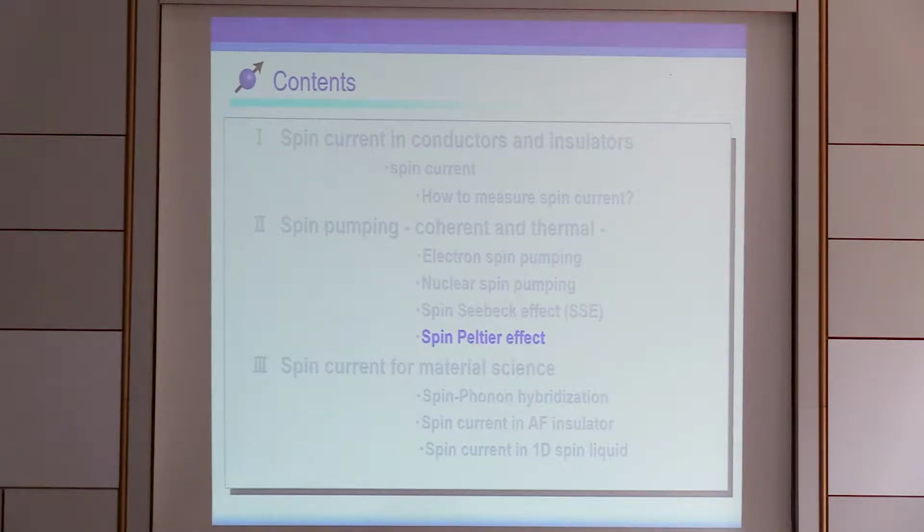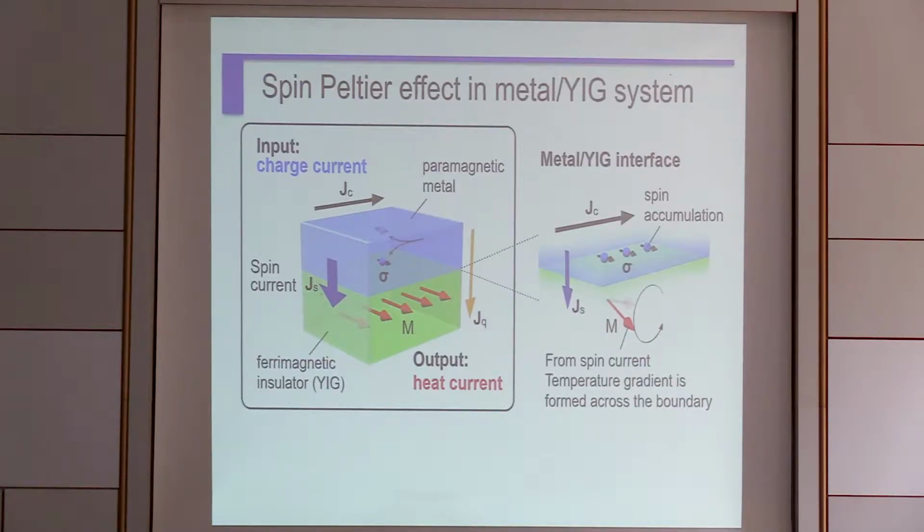Next, I'd like to talk about the reverse effect. It is called the spin Peltier effect. The spin Peltier effect is the reverse effect of the spin Seebeck effect. So when we inject spin current into the magnet, this is the conductor, this is YIG, and when charge current is applied in this direction, spin current is created, and spin current is put into the magnetic layer.